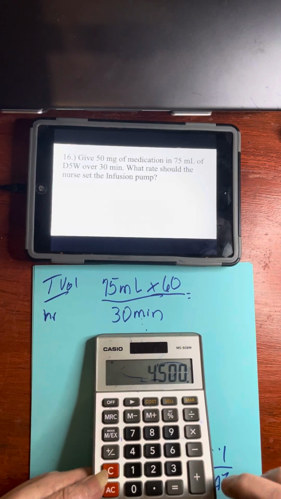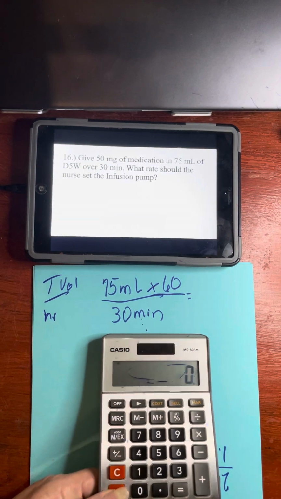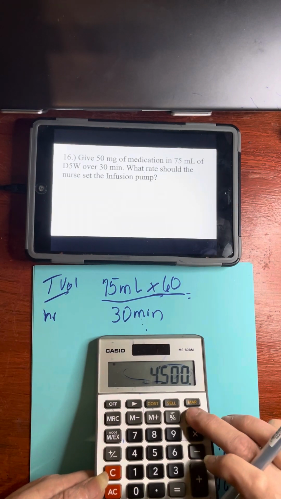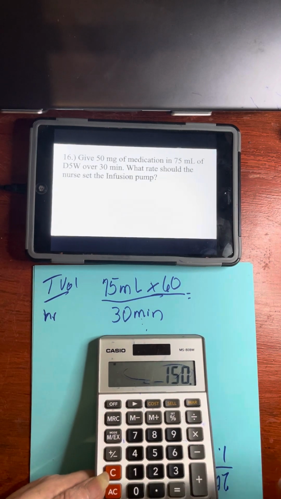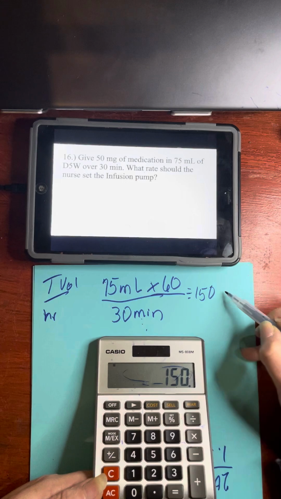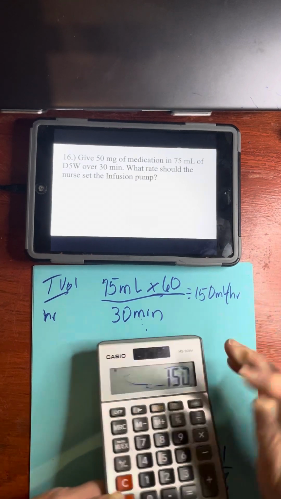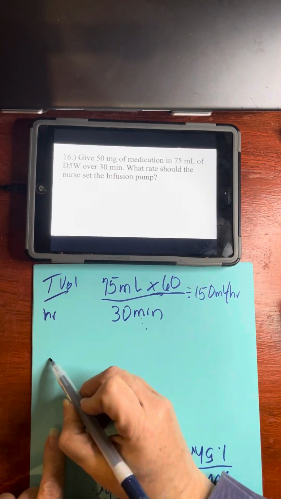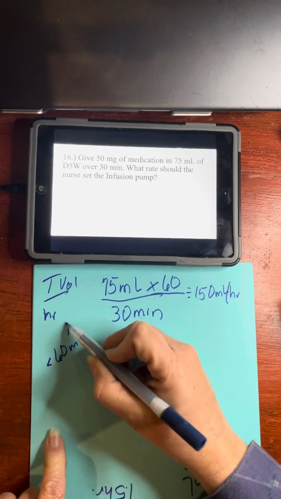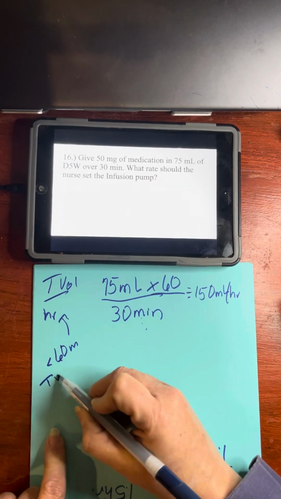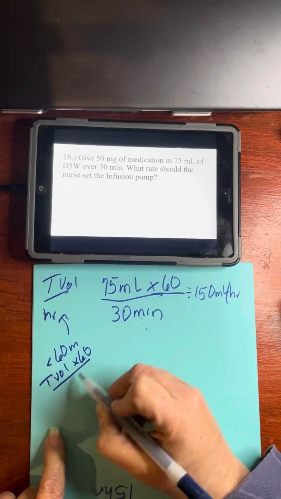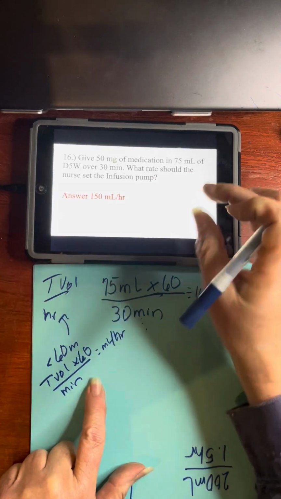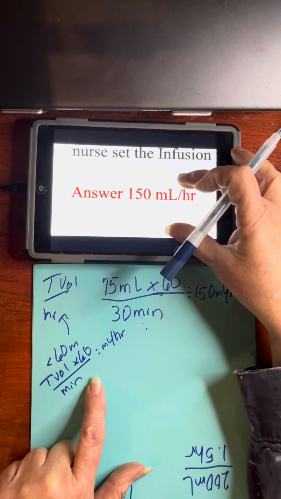75 times 60 equals, divided by 30. It should be going at 150 mLs per hour. So, lock this in your frontal lobe. If it is less than 60 minutes, you're just going to do the total volume times 60 minutes over whatever minutes they give you, and that will give you the milliliters per hour. Look, boom. Saved another one.